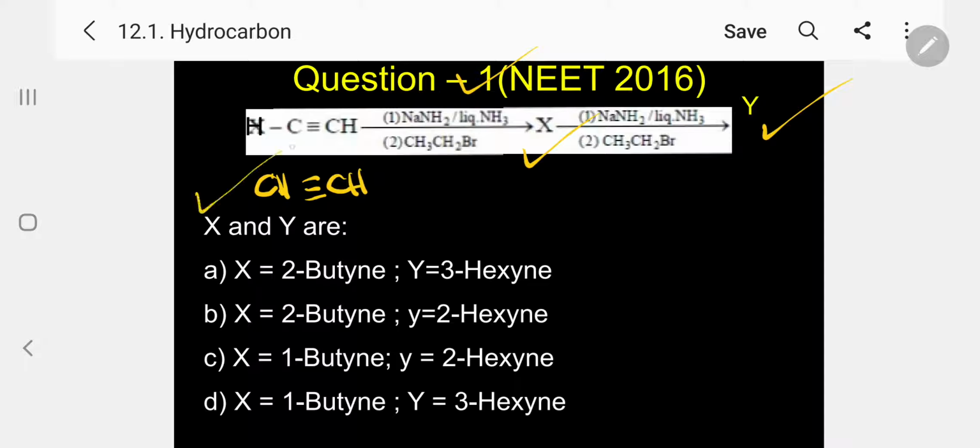X and Y are: option A, X equal to 2-butyne, Y equal to 3-hexyne. B, X equal to 2-butyne, Y equal to 2-hexyne. C, X equal to 1-butyne, Y equal to 2-hexyne. And D, X equal to 1-butyne, Y equal to 3-hexyne.